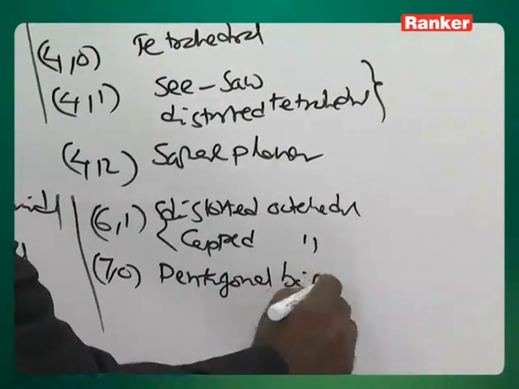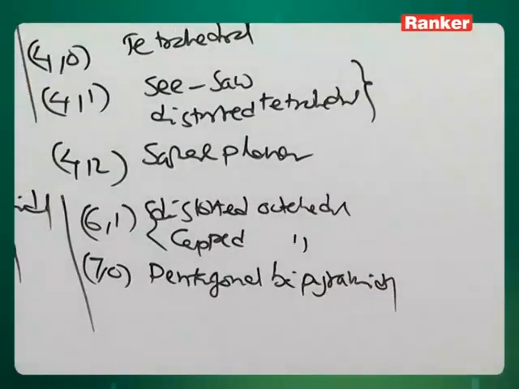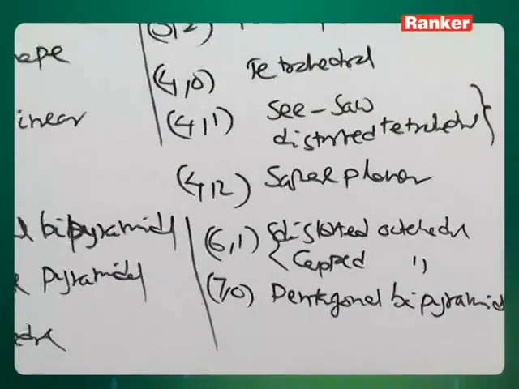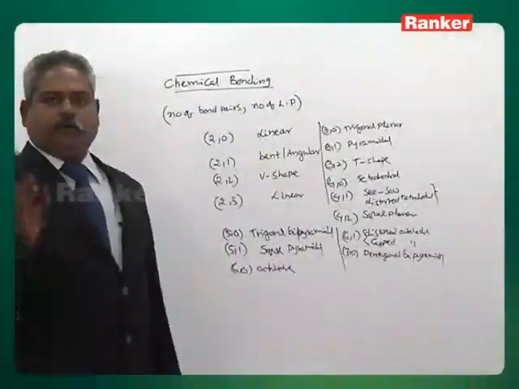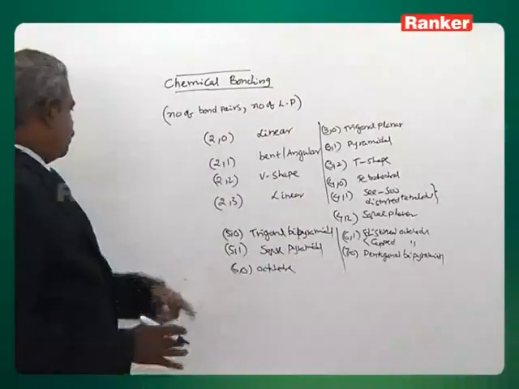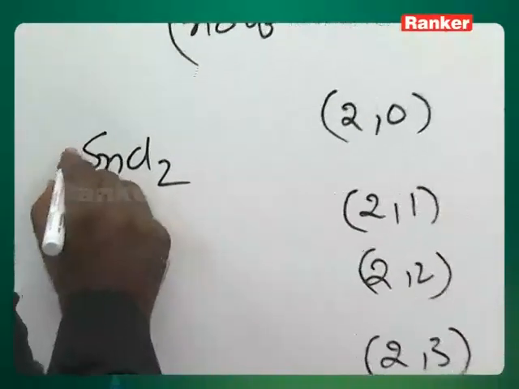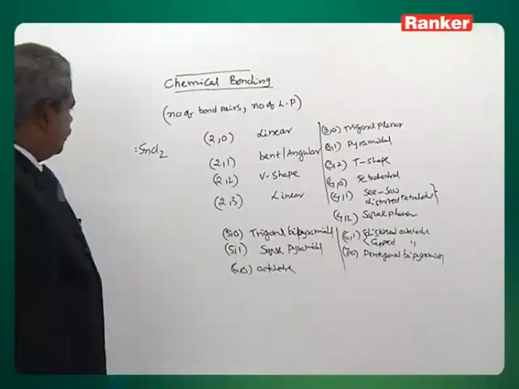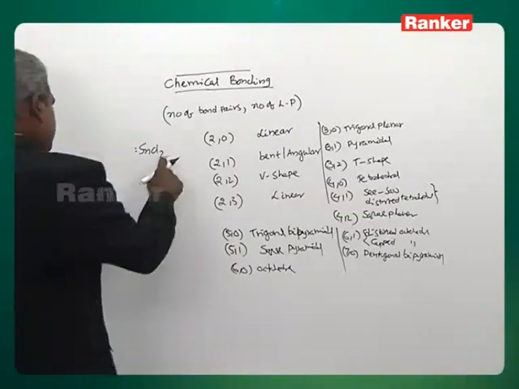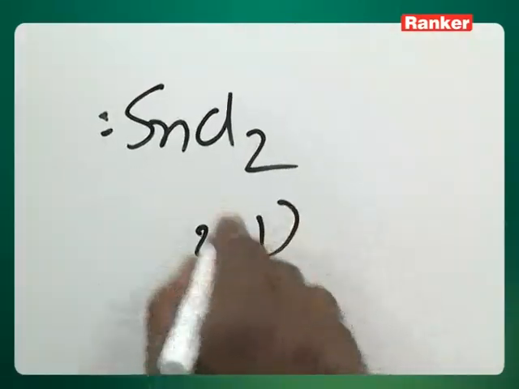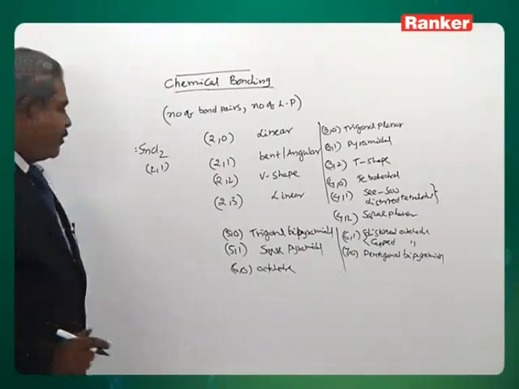Pentagonal bipyramidal. Now, when I ask you the shape, don't tell me the actual shape. You just mention the numbers. SNCl2. I am even marking the lone pairs. You need not even find lone pairs now. I have already marked the lone pairs. You just tell me it's 2, 1.